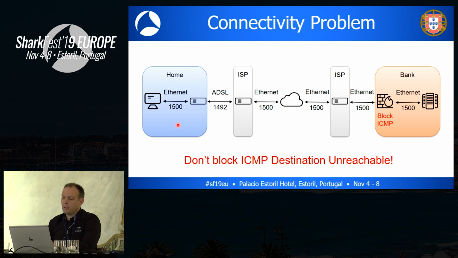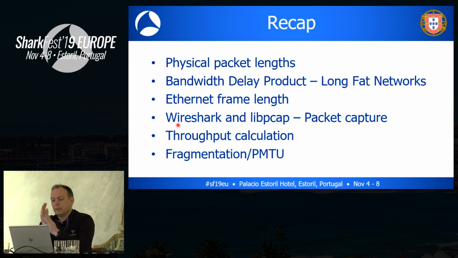Okay, so we're getting close to lunch. Quick recap. We talked a bit about physical packet lengths. We talked a bit about bandwidth delay product, or what the IETF likes to call long fat networks, or LFNs. We talked a bit about Ethernet frame lengths and how it might not be what you think. It's not 15 mumble bytes. It's actually 2,000 bytes as a maximum.